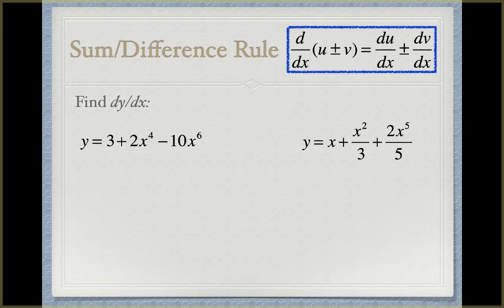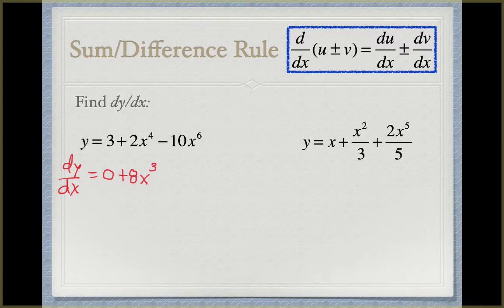So when we have y equals 3 plus 2x to the 4th minus 10x to the 6th, all we're going to do is take the derivative of each piece. So dy dx, we already talked about the derivative of 3 is just 0. 2x to the 4th, we use our power rule for this part. So we take 4 times 2, which is 8. We subtract 1 off the exponent, we get 3. So now we have 8x cubed.